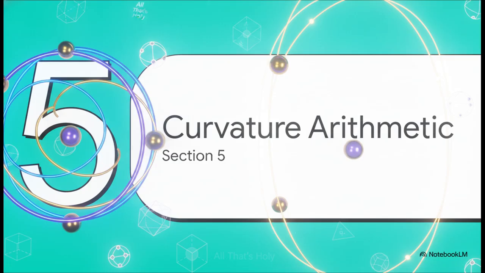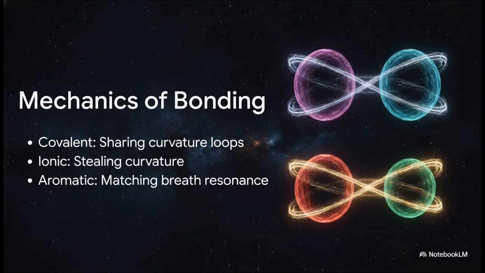Curvature or arithmetic. We've busted the myth, looked at the anatomy, and explored the specific elements. And all of this leads to a stunningly simple conclusion. Under this framework, chemistry completely fixes itself geometrically. All chemical reactions, whether it's sharing, stealing, or stabilizing, are just atoms trying to finish their 13-layer breath cycles and achieve perfect balance. Covalent bonding, that's not an abstract probability cloud, it's the physical aligning of curvature loops. Ionic bonding is an atom literally stealing curvature from another to force the closure of its outer layer.